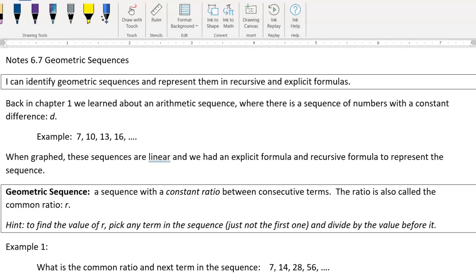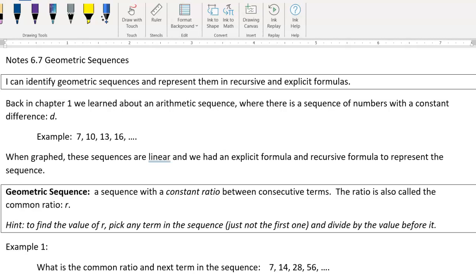All right, in this video we're going to be looking at what's called a geometric sequence. Now remember, you might recognize the term sequence because we have seen that before. It's back in chapter 1 when we learned about arithmetic sequences, where there is a sequence of numbers with a constant difference, we call that constant difference d. So an example of an arithmetic sequence is like the one shown here where we have 7, 10, 13, and 16, and it keeps going.